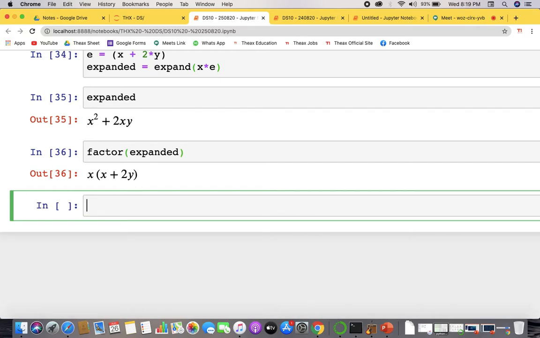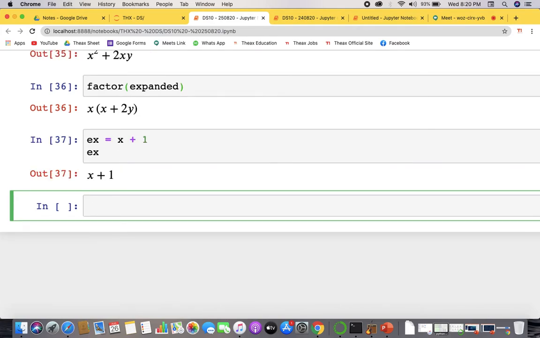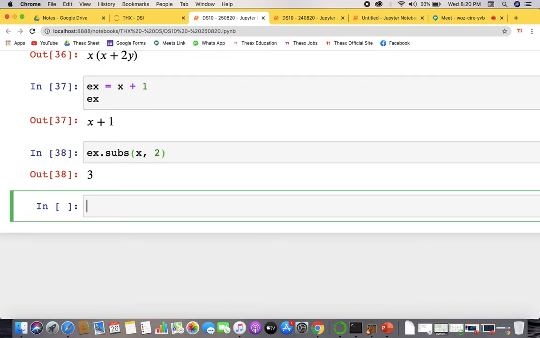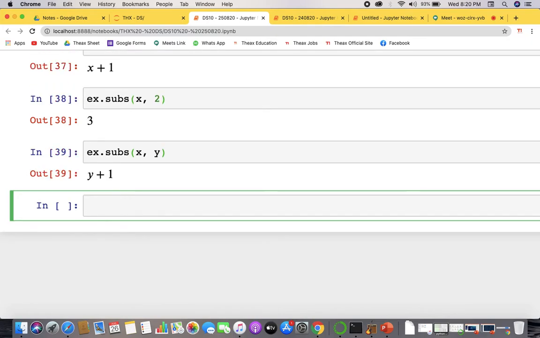Now we are going to see the substitute. So what does substitute do exactly? To change the value of a symbol in an expression, we use the substitute function. Let's say there is an expression x plus 1. If I say expr.subs, substituting the value of x as 2, then in place of x, we get 2 plus 1, which is 3. Or you can substitute x by y, and it would be y plus 1.